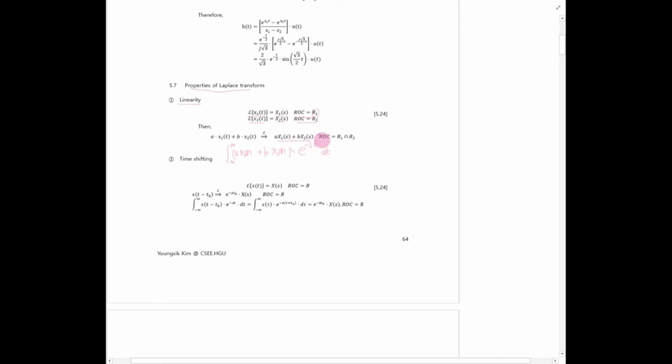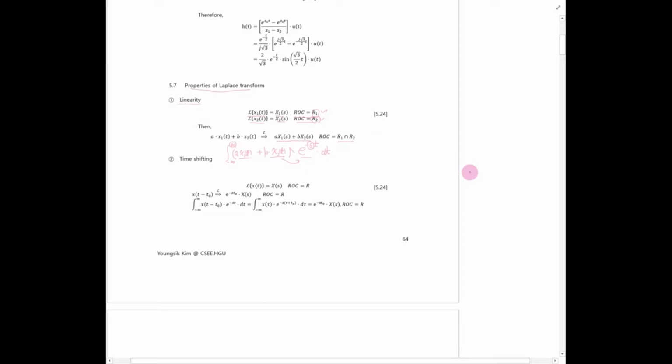The second thing we have to consider is the region of convergence. For this part to converge, s should satisfy some specific region, and this part also satisfies some specific condition. That's R2. So both of them should converge. Due to that, we need the intersection of R1 and R2. So that is the region of convergence of that.